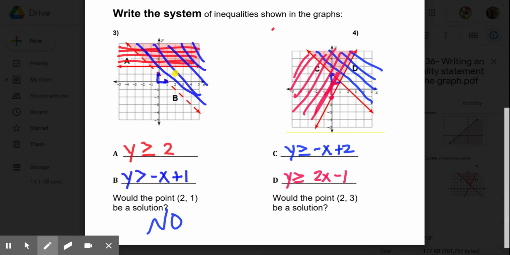Would the point (2, 3) be a solution? So we're going to go right 2, up 1, 2, 3. Right there, it falls on that solid line, and it is within where both areas overlap. So yes, this would be a solution.